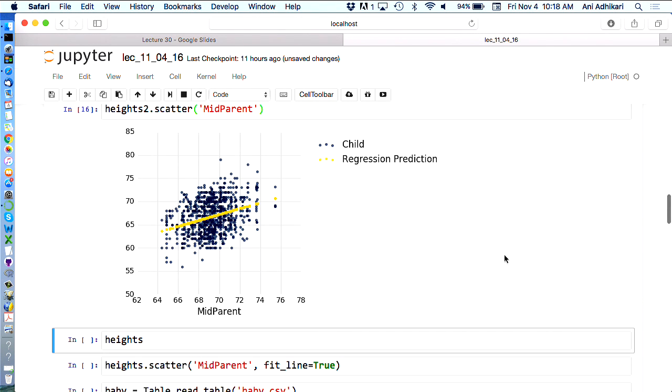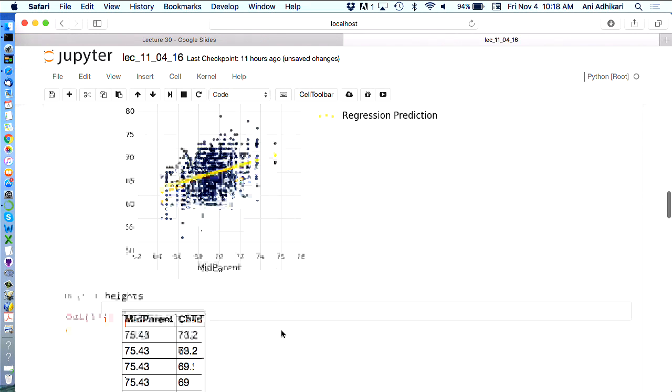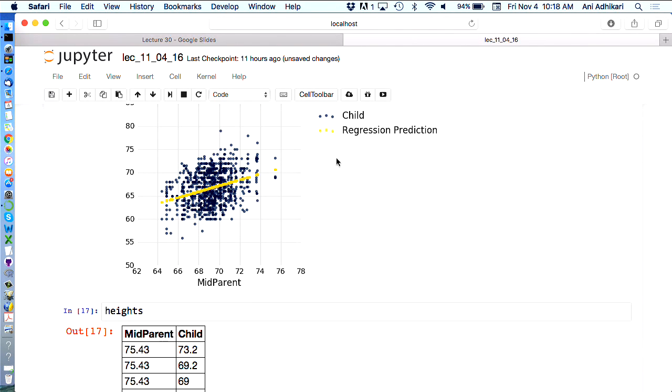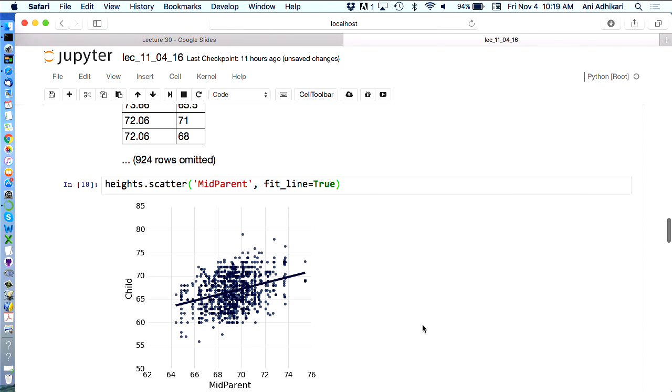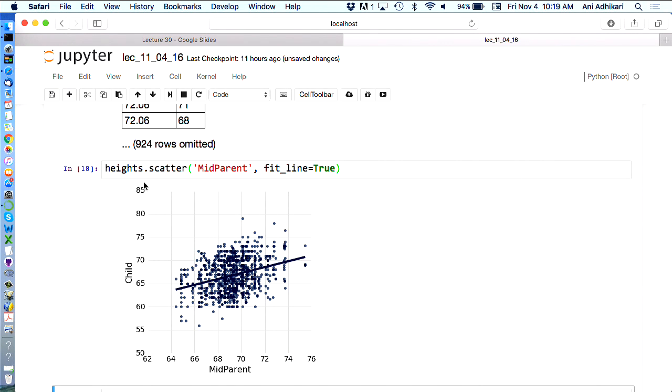Now, I do want to point out that if you just want to see this line and don't want to use the predicted values, there's a table method that just shows you the line. So you know heights.scatter will produce a scatter diagram. If you give it the option fit_line equals True, and now you know why that option is named what it is, it draws the line through it.